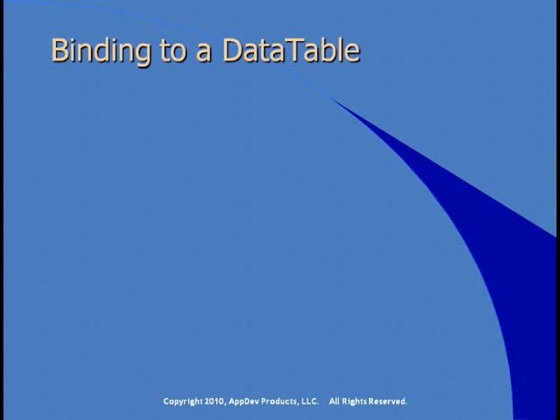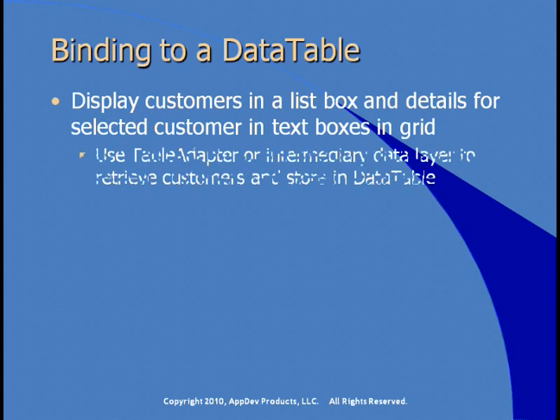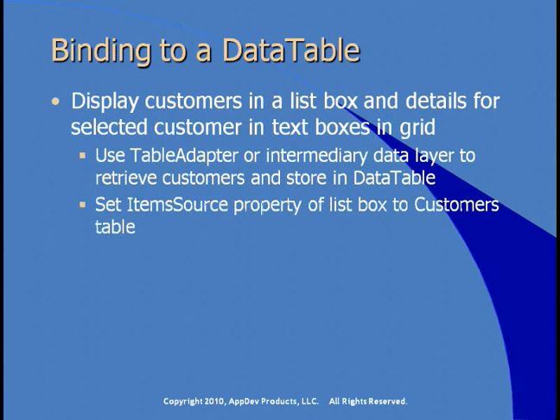We're going to use ADO.NET datasets. And again, we'll display customers in a list box and details for each selected customer in text boxes in a grid. We're going to have two versions of this demo. The first uses a table adapter to retrieve customers, and the second uses an intermediary data layer. But in both cases, the customers are in a data table. Then we're going to set the item source property of the list box to the customers table, and that displays customers in the list box.